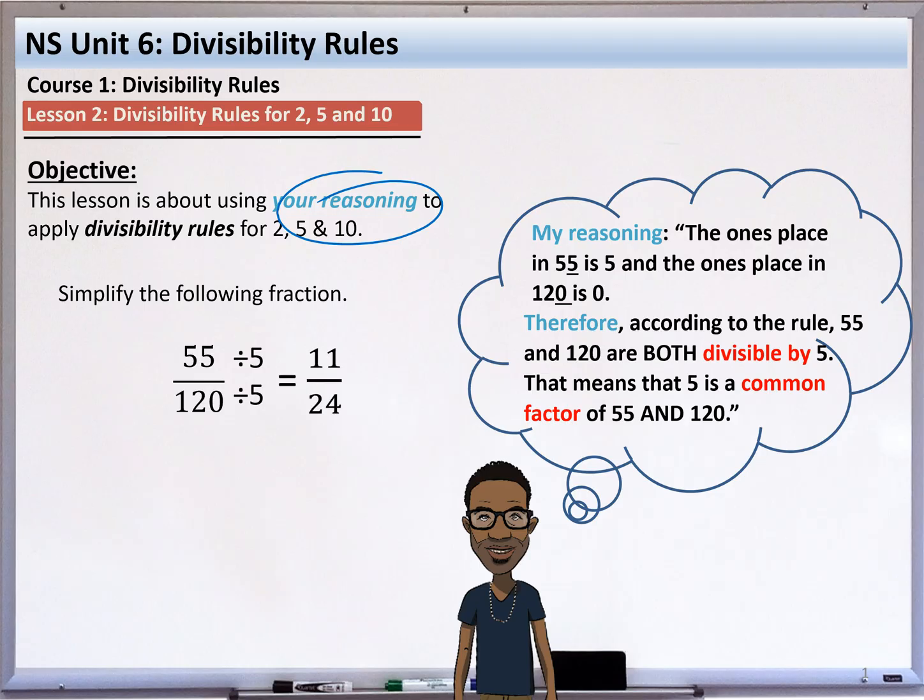All right, so we're going to use some really good logical reasoning, some good language to explain what we're doing. Let's get started.